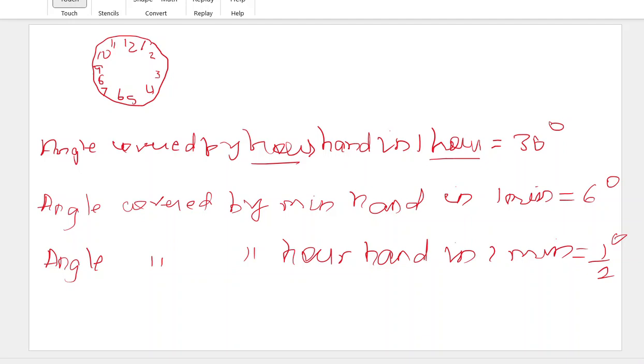Today we first begin by studying the clock. A clock has numbers from 1 to 12 written in the manner that is shown here.